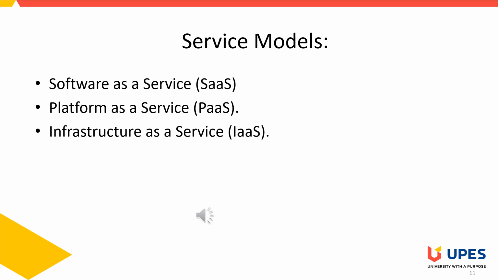Infrastructure as a service, IaaS. The capability provided to the consumer is to provision processing, storage, networks, and other fundamental computing resources where the consumer is able to deploy and run arbitrary software, which can include operating systems and applications. The consumer does not manage or control the underlying cloud infrastructure but has control over operating systems, storage, and deployed applications, and possibly limited control of select networking components, for example, host firewalls.